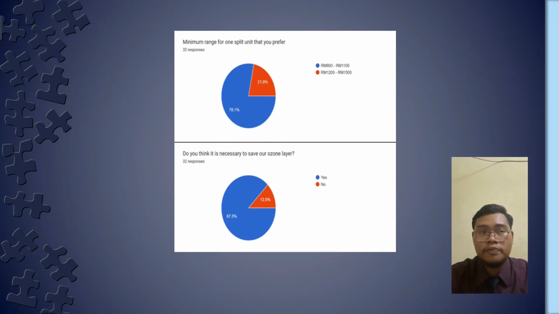The minimum range for one split unit that most of them prefer, since most of them surely want the cheap one, is around 900 ringgit until 1100 ringgit, and the rest is 1200 ringgit until 1500 ringgit. Then the next question is, do you think it is necessary to save our ozone layer? Most of them agree that our project can save our ozone layer.